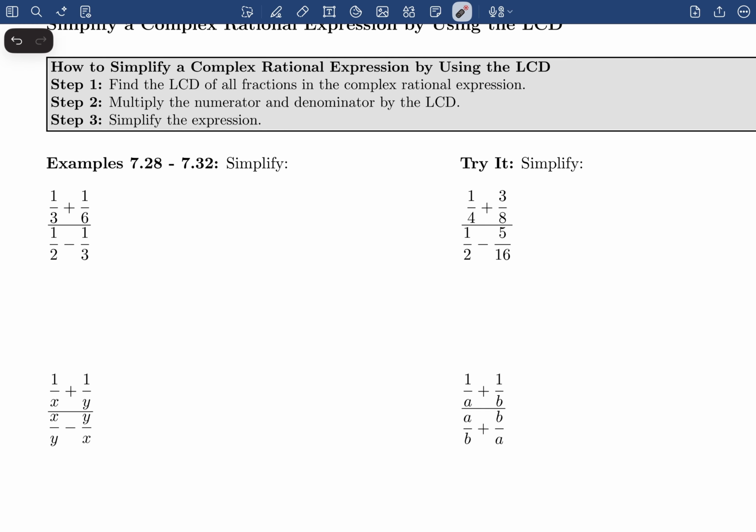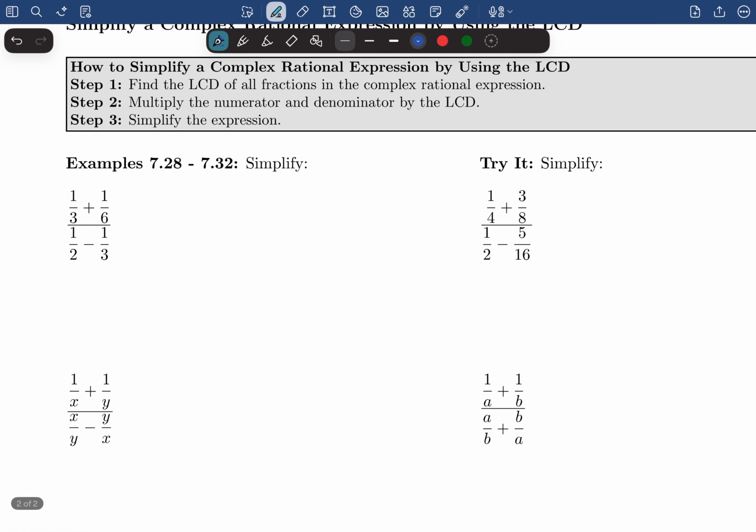Great, so I see 1/3 plus 1/6 divided by 1/2 minus 1/3, and my goal is to find the LCD of all the fractions in the complex rational expression. So I look at 3, 6, 2, and 3, all the denominators. Their LCD is 6. And so once I find the LCD of all the denominators, I multiply everything on top and bottom by 6.